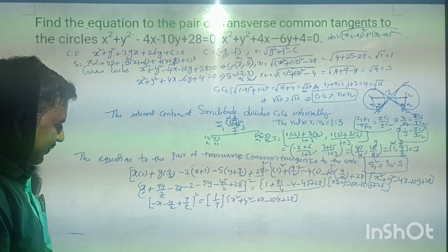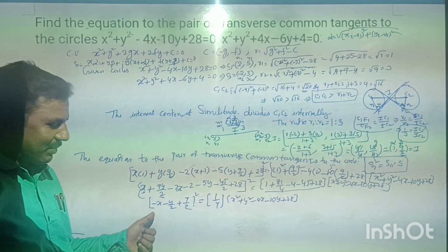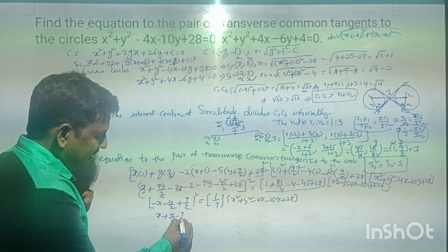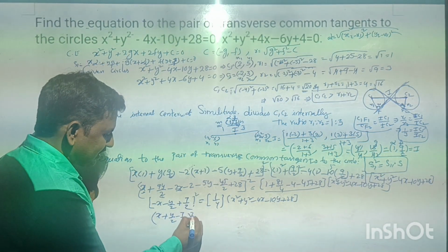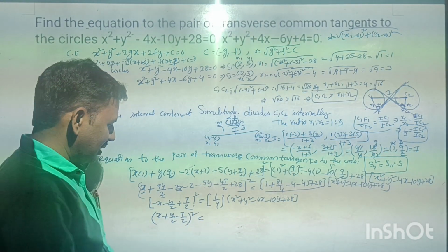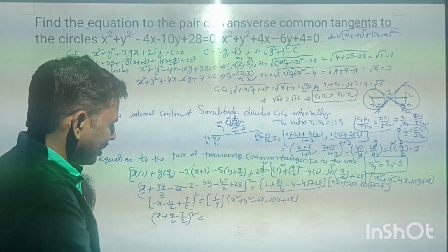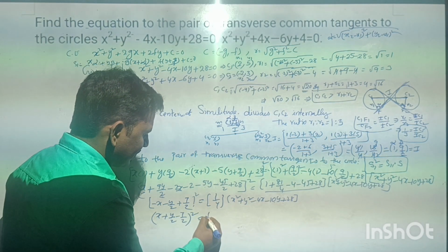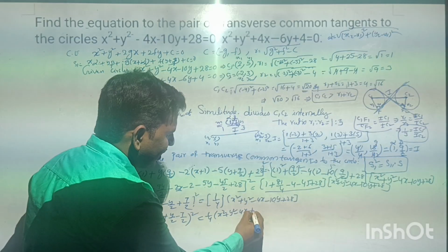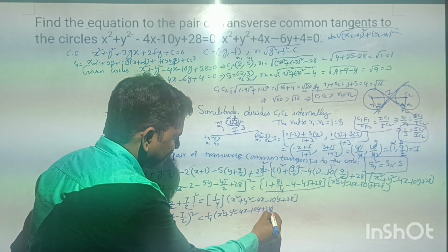Now here the simplified. Now multiply with the minus. Now we get x plus y by 2 minus 7 by 2. Change this, so the symbols are changed. So here the square, so we have the square. Therefore 1 by 4 x square plus y square minus 4x minus 10y plus 28.